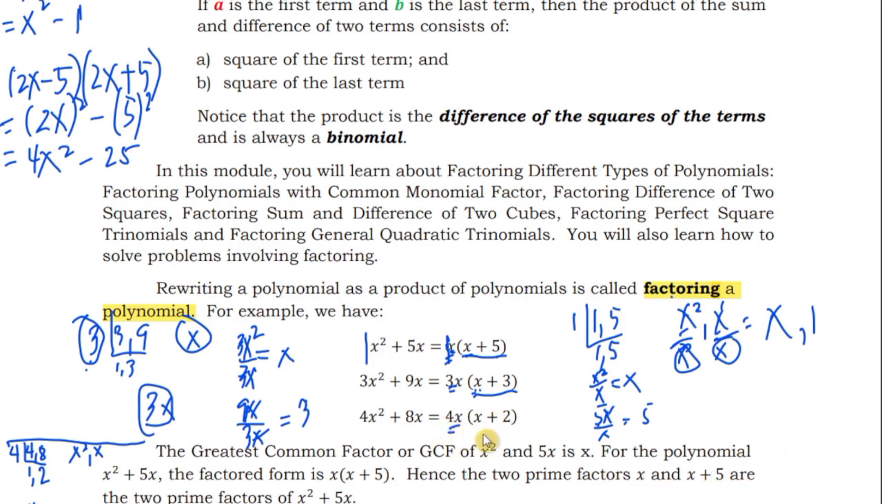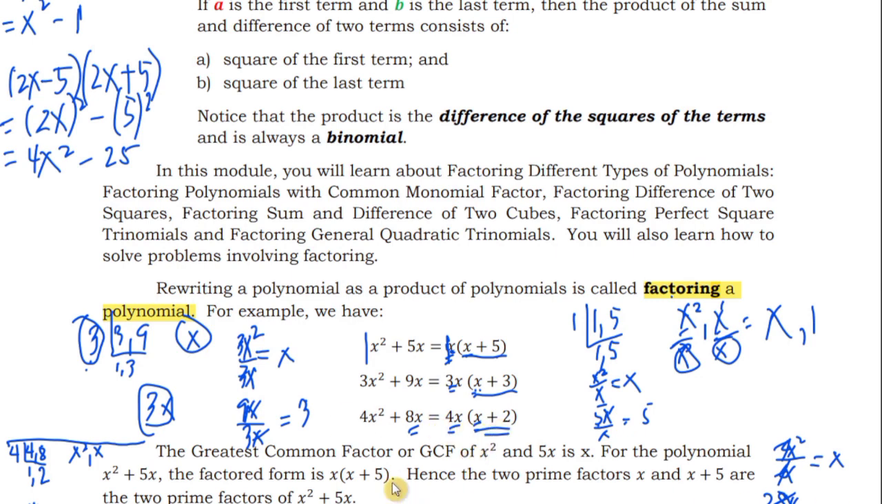To get the second factor, what we should do is copy the given, which is 4x squared, then divide it by the product that we have, which is 4x. We cancel, and we have the remaining x. So we write it here, x. The other one is 8x divided by 4x. So 8 divided by 4 is 2. Then cancel the x. So we have 2 as the result.